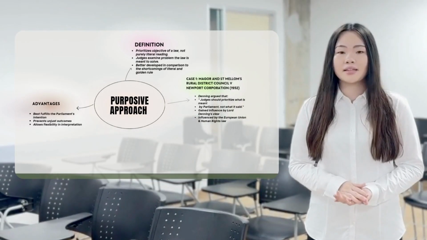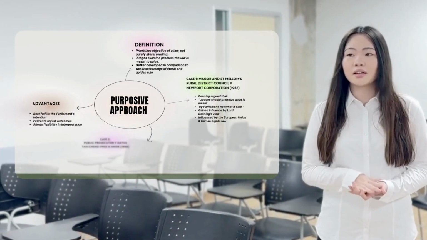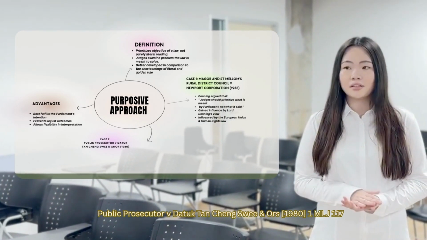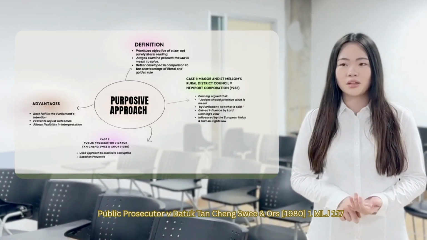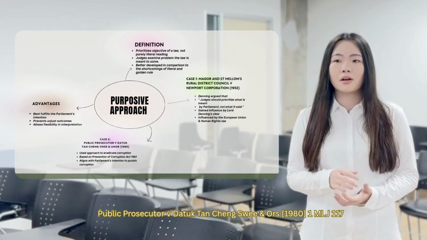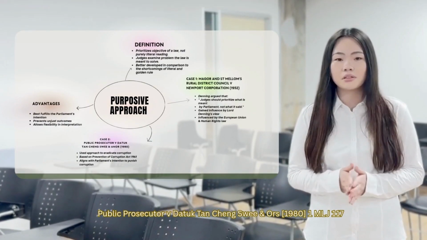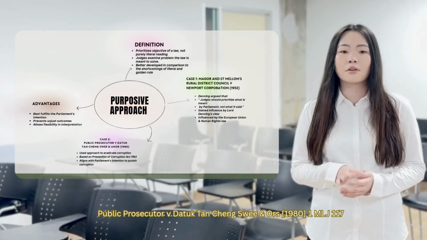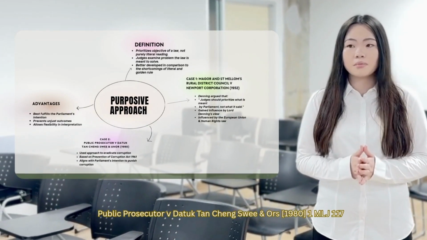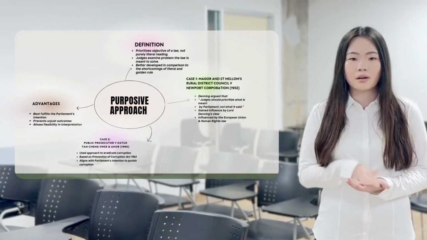Another example case that applies the purposive approach in statutory interpretation is Public Prosecutor v Datuk Pan Cheng Swee and Anwar in 1980, where the two parties, Datuk Pan Cheng Swee and another, were charged under the Prevention of Corruption Act 1961 for allegedly committing acts of corruption. In the case, the Federal Court rejected the narrow literal approach. It held that the purpose of the Prevention Act 1961 was to eradicate corruption in all forms, and used the purposive approach as Parliament's intention to punish all corruption.